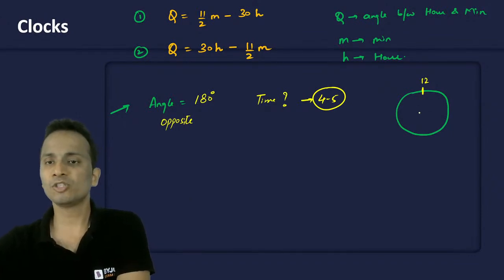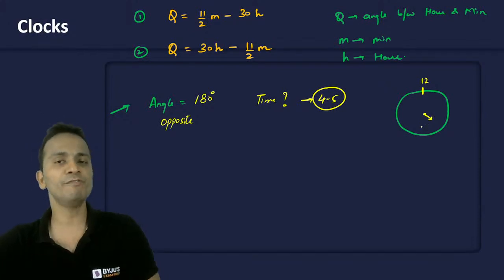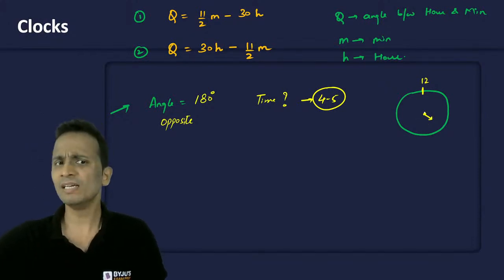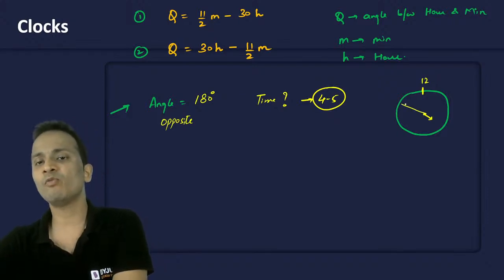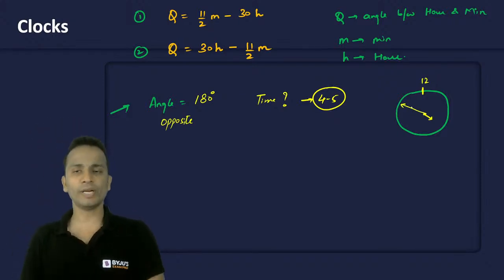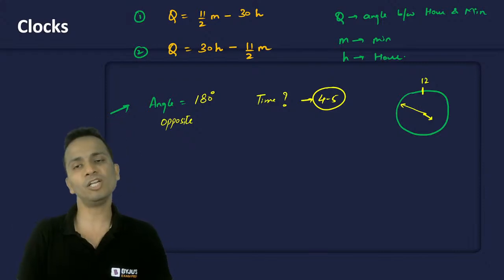Okay. So between 4 and 5 o'clock, obviously the hour hand will be between 4 and 5 o'clock. And the angle required is 180 degrees. So the minute hand will definitely be opposite to it. Okay, 180 का angle चाहिए. Hour hand will be between 4 and 5. So minute hand will be completely opposite to that.